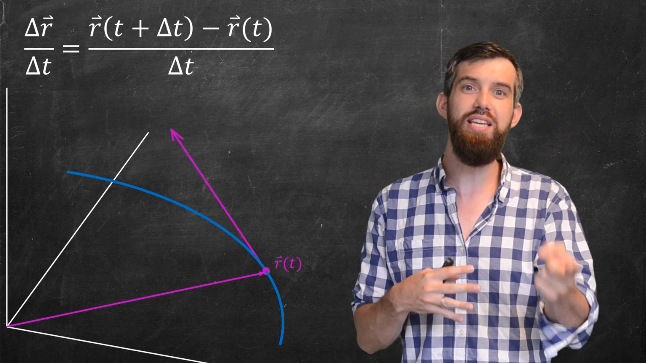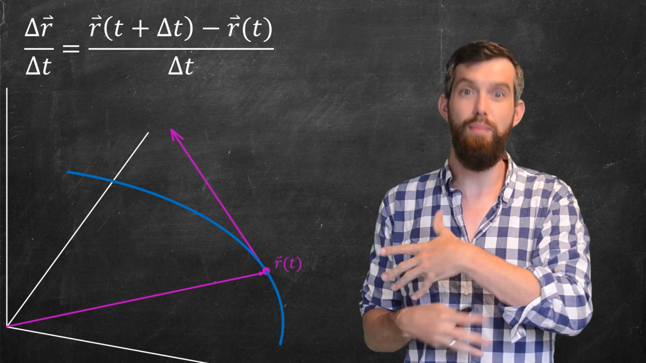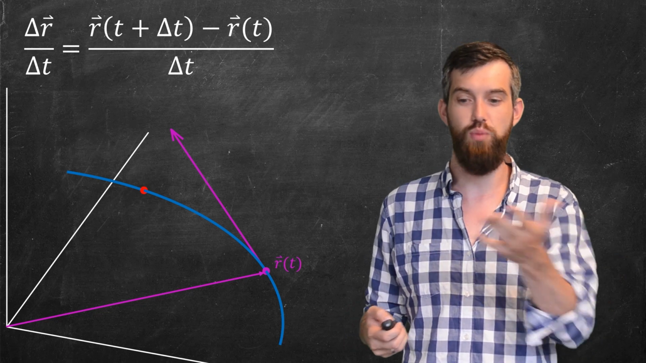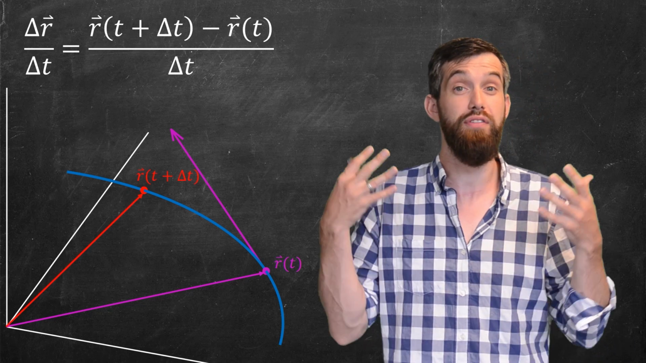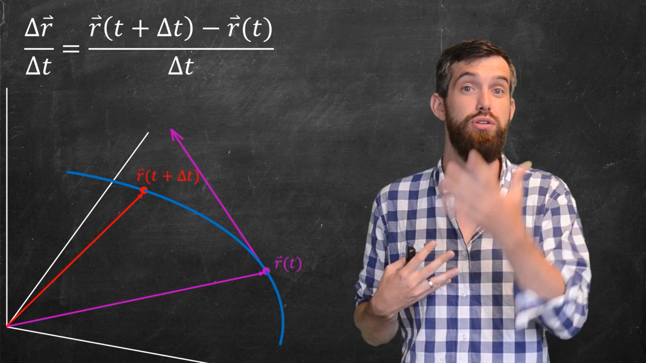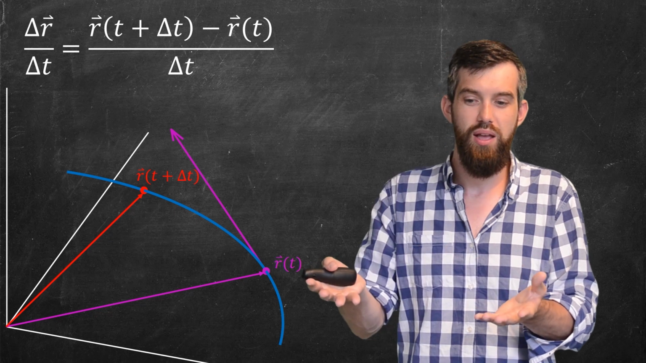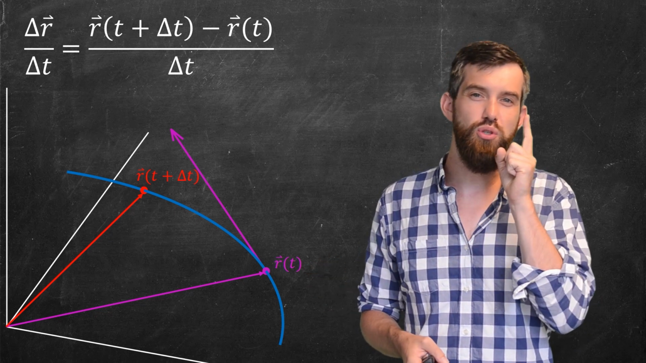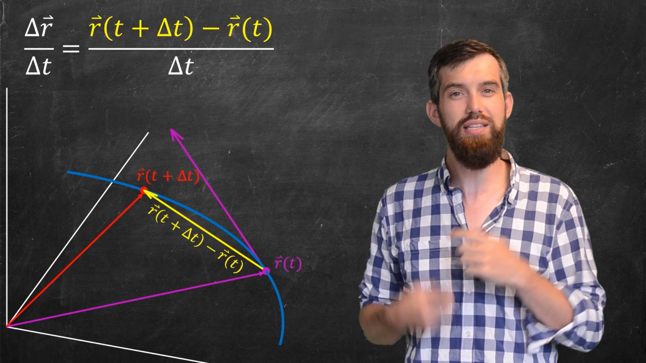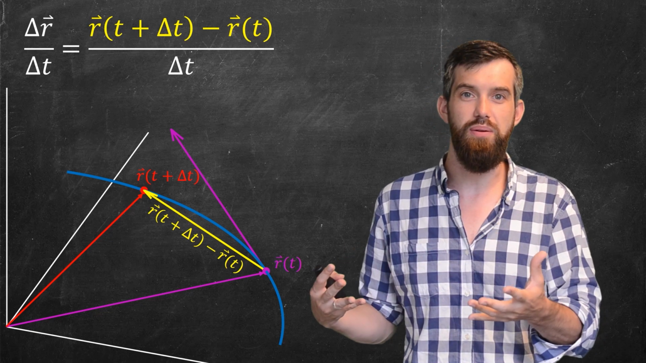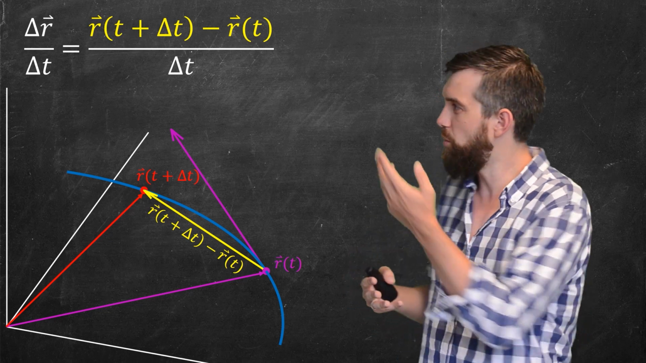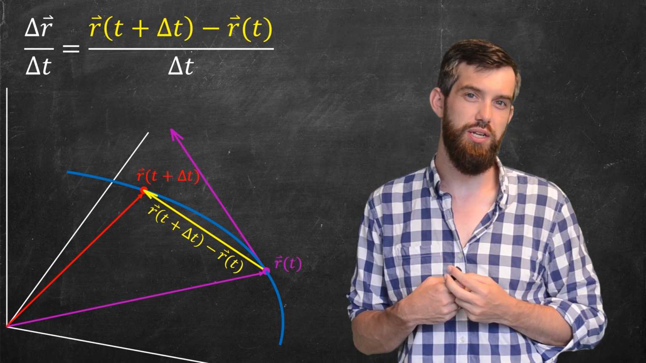Then r of t plus delta t is just some other point along the curve. It's what happens when I plug in t plus delta t, and I'm going to have some other vector, r of t plus delta t, going from the origin to that point as well. Now, let's consider the vector that goes between these 2 points. Well, this is the vector r of t plus delta t minus r of t. That's just the numerator of my difference quotient.